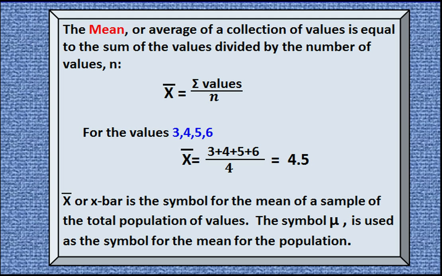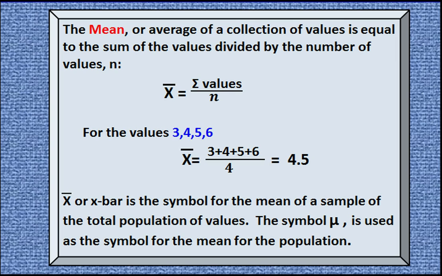The mean or average of a collection of values is equal to the sum of the values divided by the number of values n. x bar equals the sum of the values over n. For the values 3, 4, 5, and 6, x bar, or the mean, is equal to the quantity 3 plus 4 plus 5 plus 6 divided by the number of terms, 4, and that results in 4.5.